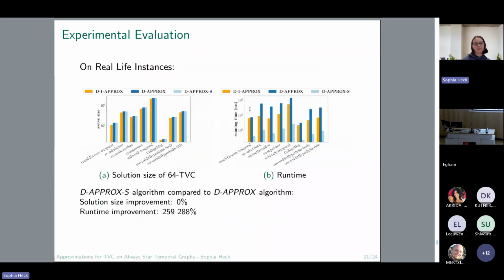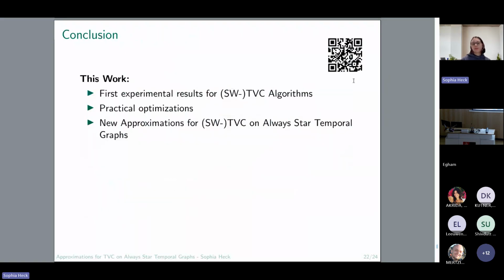And with this very small addition to the algorithm, we can see a huge improvement. The D approx minus S is the one we just improved, the simpler one that computes the exact same solution, but has a huge runtime improvement compared to the D approximation algorithm by a factor of almost 260. And then we can see the expected behavior: the D-1 approximation computes a better solution size, however, takes much more time than the D approx minus S algorithm.